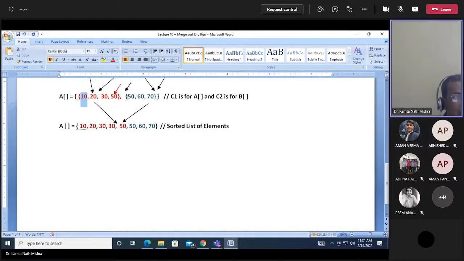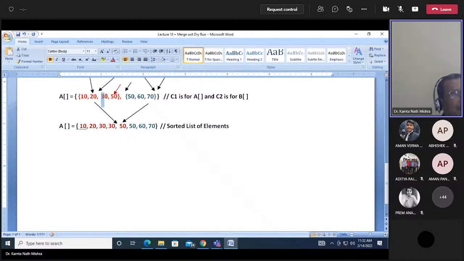How? A0 is compared with whom? With B0. Wait. A0 with B0. Which is smaller? A0 is 10, A0 is smaller. So you store A0 here. Now A1 will be compared with whom? B0. So which is smaller? A1 is smaller, so store it here in C1.